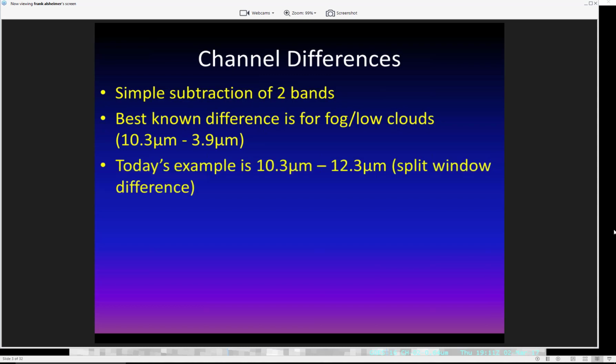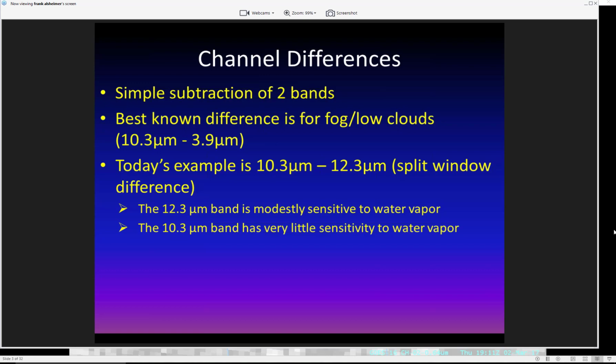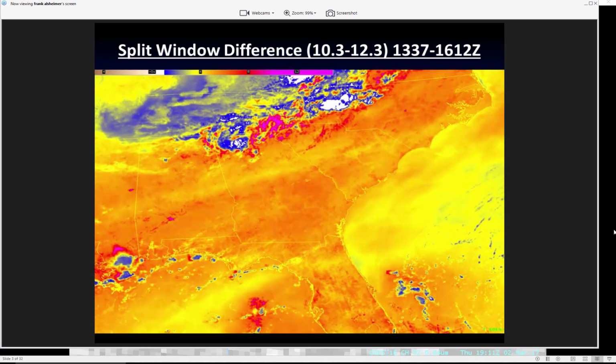Well, today, the example I'm going to show you is a little different. It's what we call the split window difference, and it's the difference between two of these infrared channels. The reason why we're looking at that is for an indication of how much low-level water vapor we have. The 12.3 micron band is modestly sensitive to water vapor in the lower parts of the atmosphere, whereas the 10.3 band has very little sensitivity to water vapor. So when we subtract these two, we have a little bit of an inference of the moisture at low levels. So let's take a look and see what this product looks like.